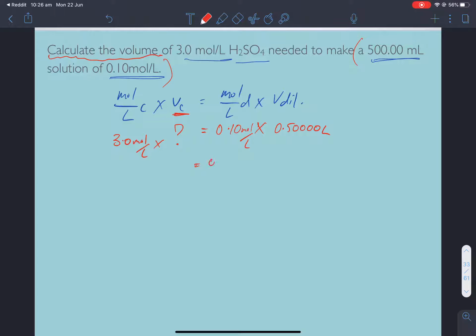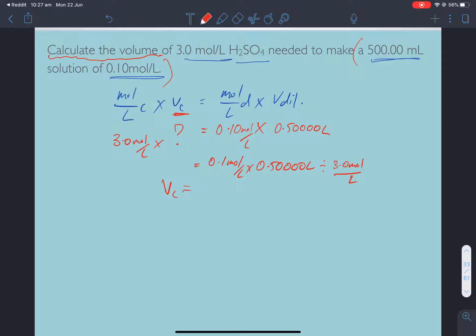So what we're going to do is take 0.1 moles per liter, multiply it by 0.5 with the 4 zeros. Don't drop your significant figures. We want to get rid of the 3 mole on that side, so we're going to divide both sides by 3.0 moles per liter. And that's just going to leave our volume concentrated all by itself.